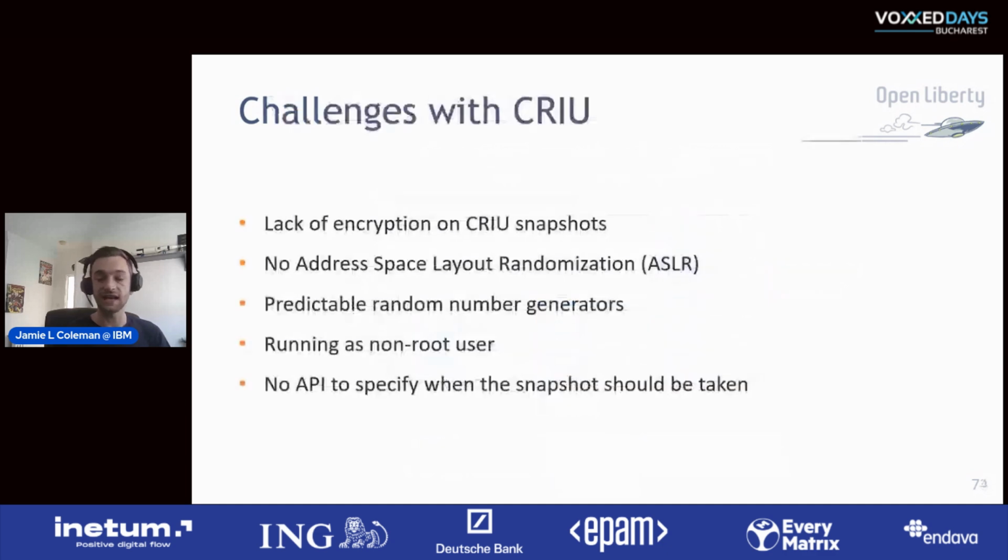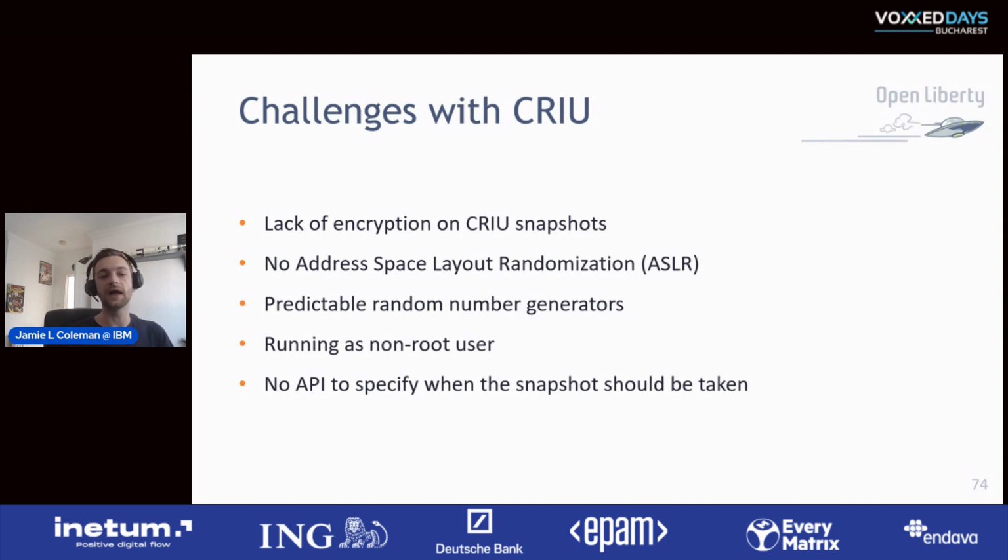Now, there are challenges with this technology. There's lack of encryption on the snapshots, which is being addressed. No address-based layout randomization, which can be a bit annoying, but again, being addressed. Predictable random number generators, but there are libraries or different number generators you can use to get around this. Running as a non-root user in containers, because a lot of people don't want to run as root in the container, so finding a way around that.